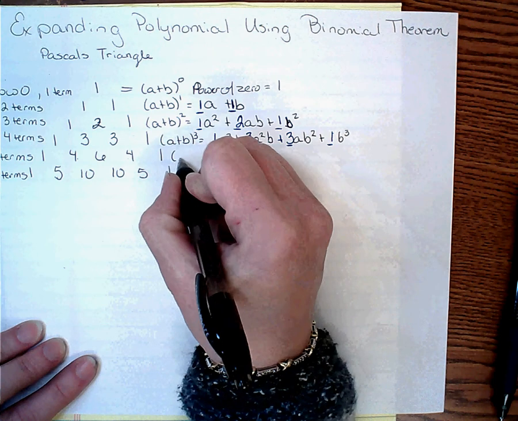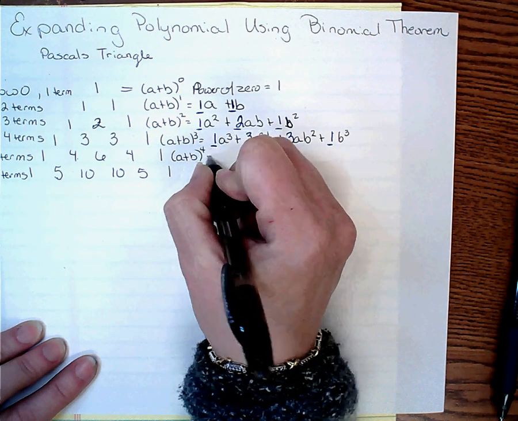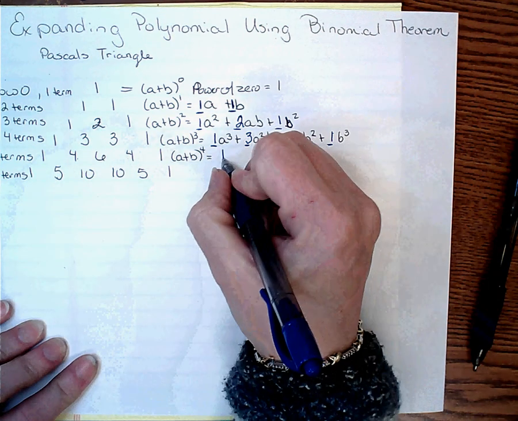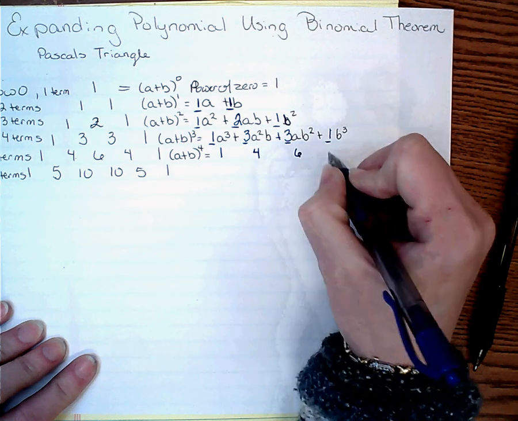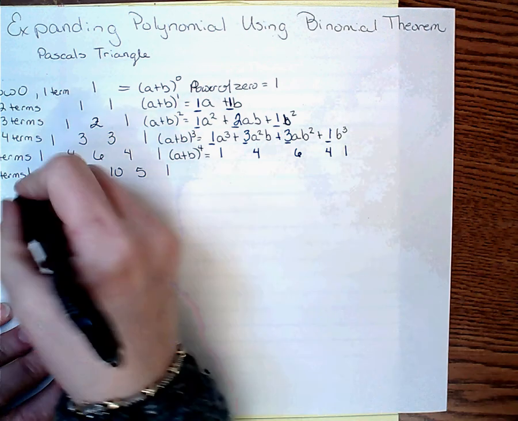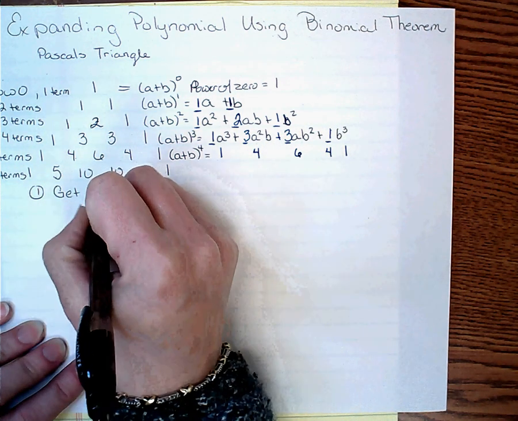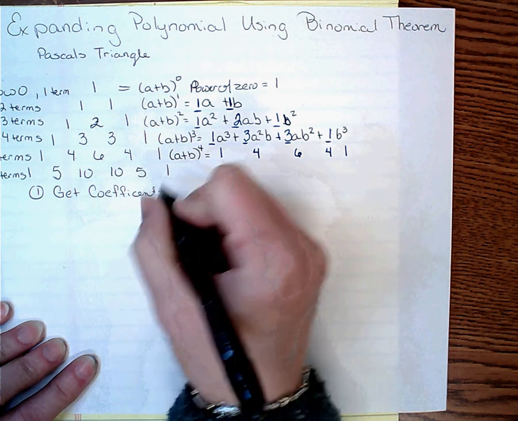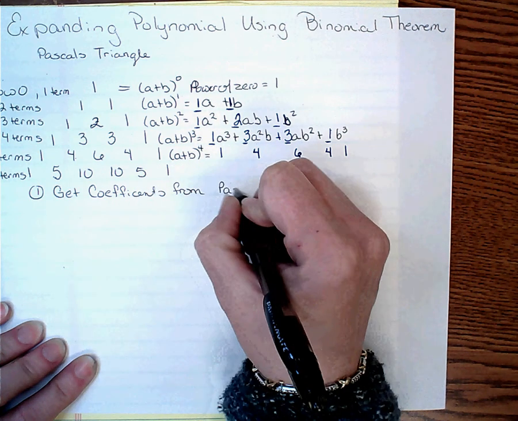So we'll do this one by following some steps. So a plus b to the 4th. We're going to use the following coefficients: 1, 4, 6, 4, and a 1. So step 1, get coefficients from Pascal's triangle.